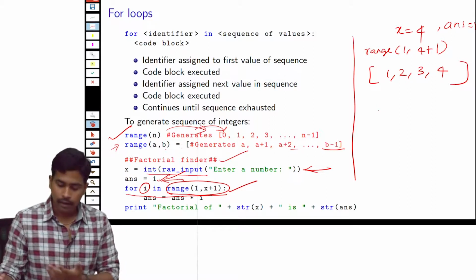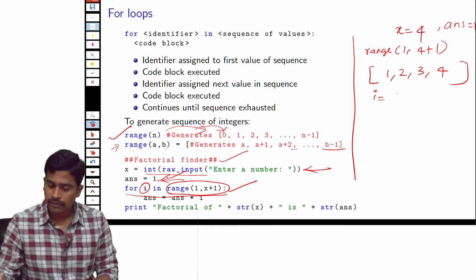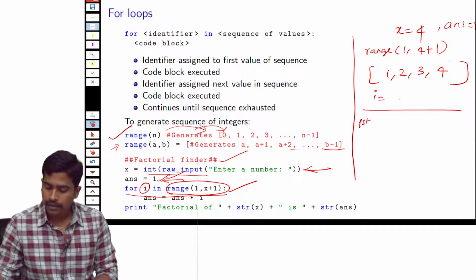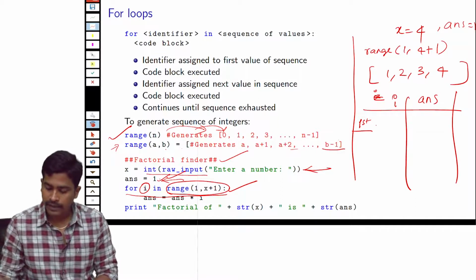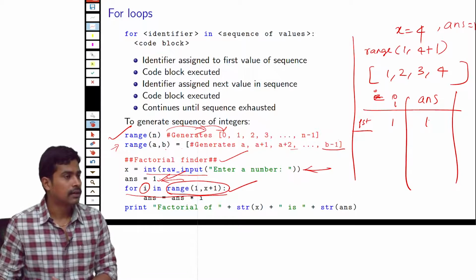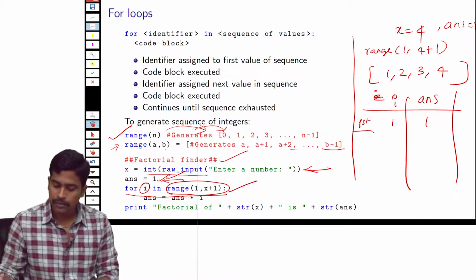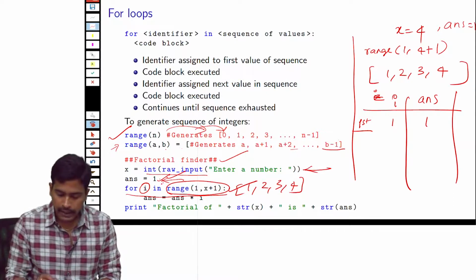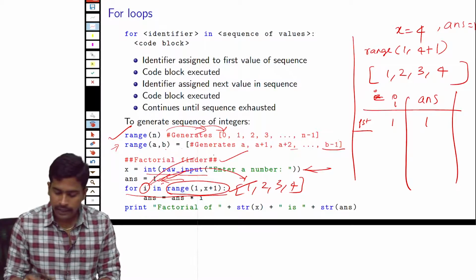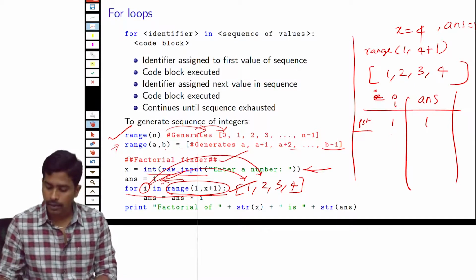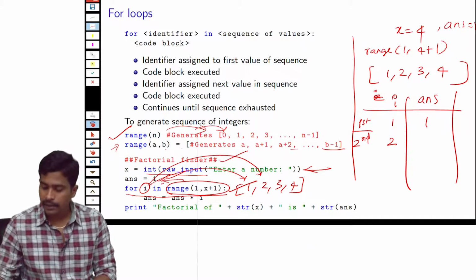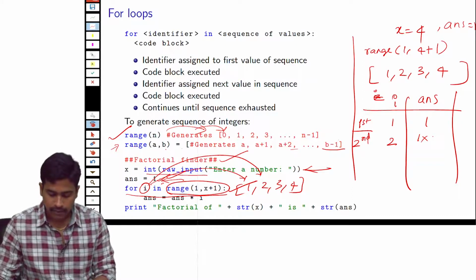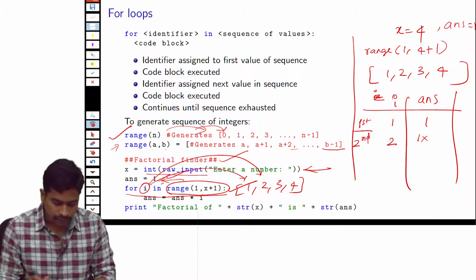So when the loop is initially started, the I value and answer value we will see in this table. On the first iteration I is 1, answer is 1, right. So after the first iteration the loop goes back again. So initially I is assigned 1, after the first iteration I is assigned 2 here. So now I equals 2 and the answer is answer multiplied by I, okay.